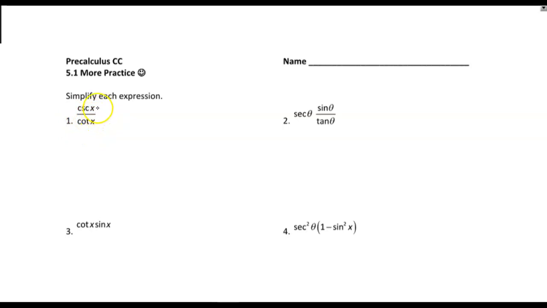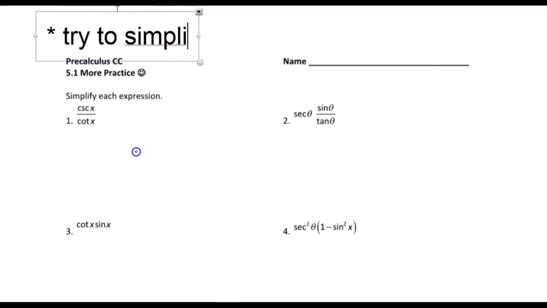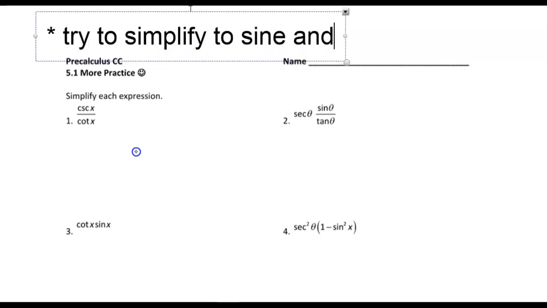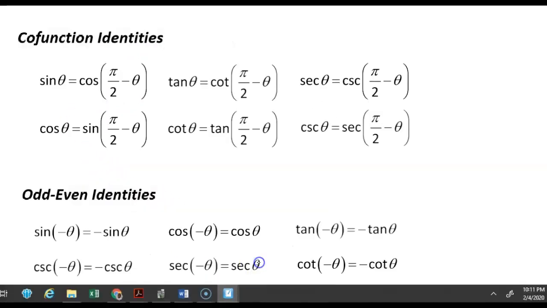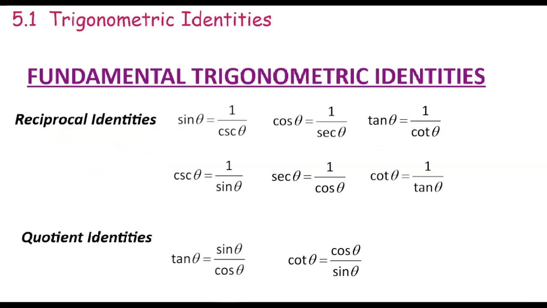So this one, remember the helpful hint I gave you in class: simplify as much as possible. Try to simplify to sine and cosine. I think that's especially helpful with a lot of these that don't have addition and subtraction. For example, cosecant. If you look at the reciprocal identity, cosecant would be the same thing as 1 over sine.